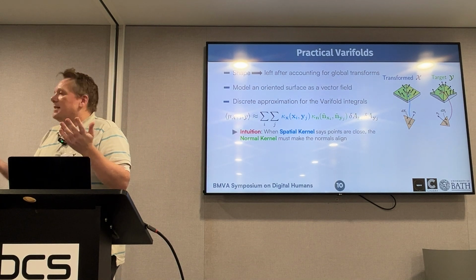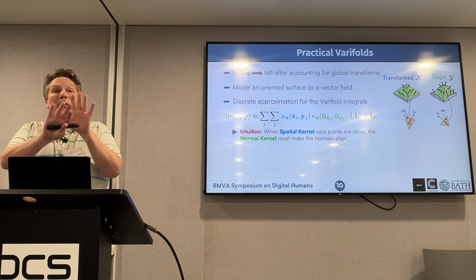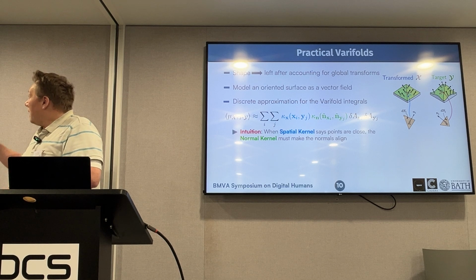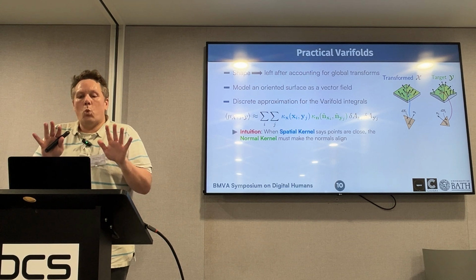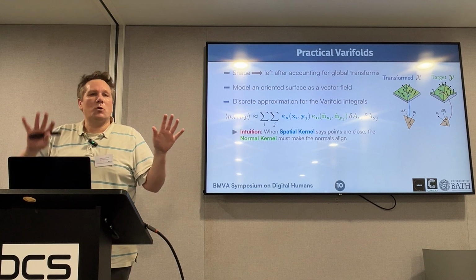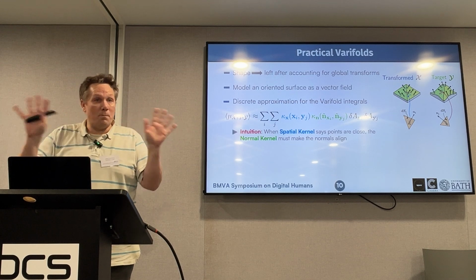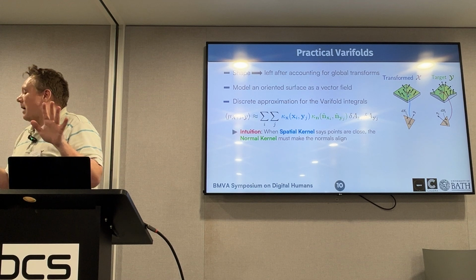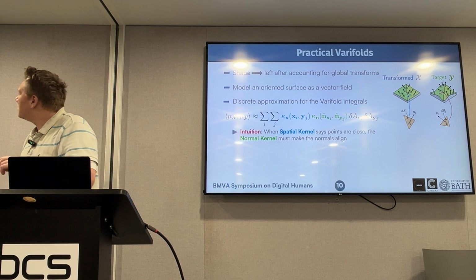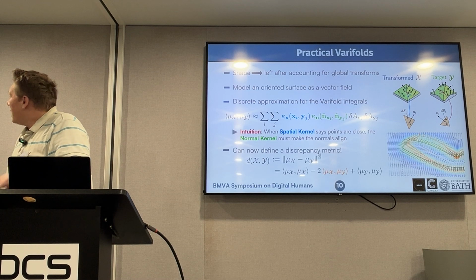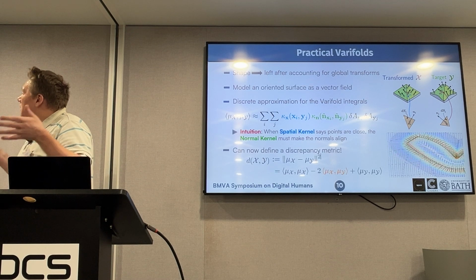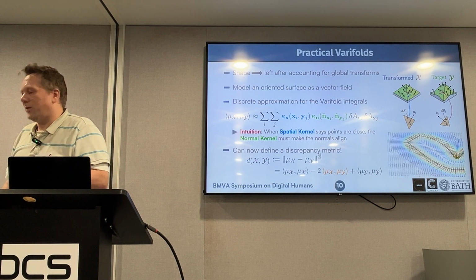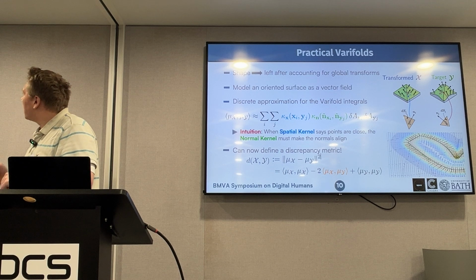What it effectively says is, in space, if two points are close, their normals should align. And the beauty of doing this in this way is it doesn't matter how many points we have in the source and how many we have in the target. They can be different numbers of points. It's very flexible in that respect, which again ticks off one of our desired properties. And once you form these kernels, you can define a discrepancy matrix, which tells you how close these vector fields are to one another. Okay, cool.